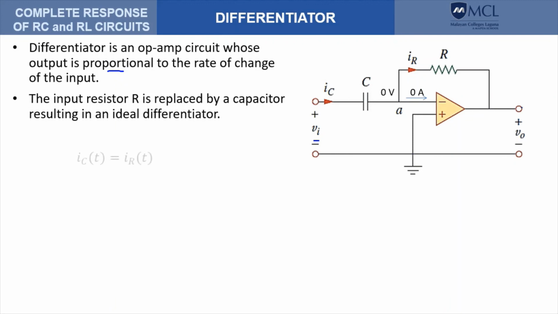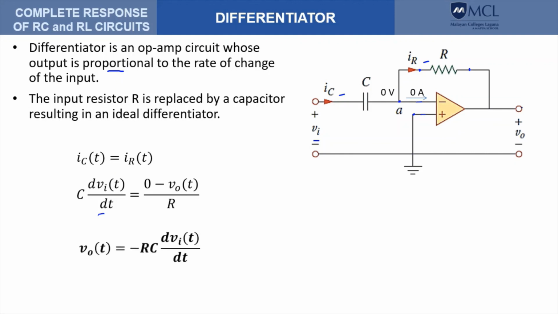So here again, we note that this is tied to the ground, therefore this is 0 volts. The current through the input terminals is 0, and we can say that this current is equal to this current. Okay, but we can replace I sub C by C dV/dt, and the voltage across the resistance is 0 minus V naught divided by R. That gives us the current, and we can compute for the output as this one.